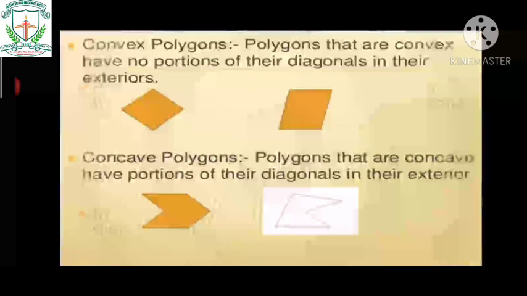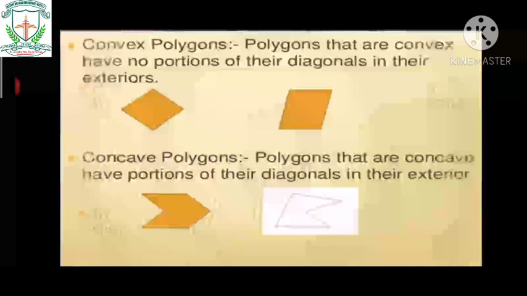So then we can identify that it is a concave polygon, or we can say interior angles greater than 180 degrees, or we can say polygons that are concave have portions of their diagonals in their exterior.